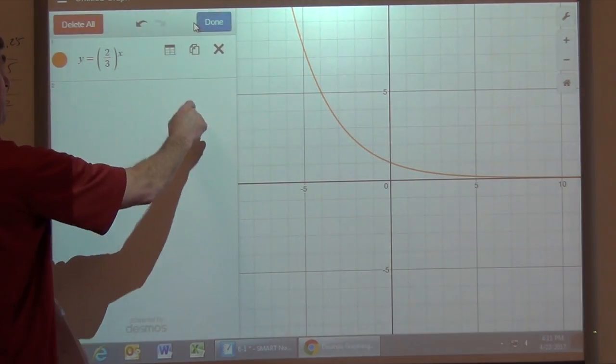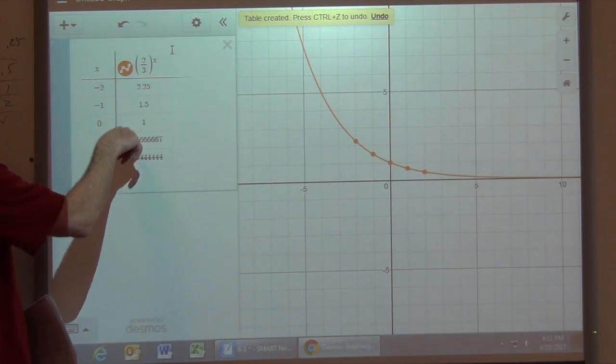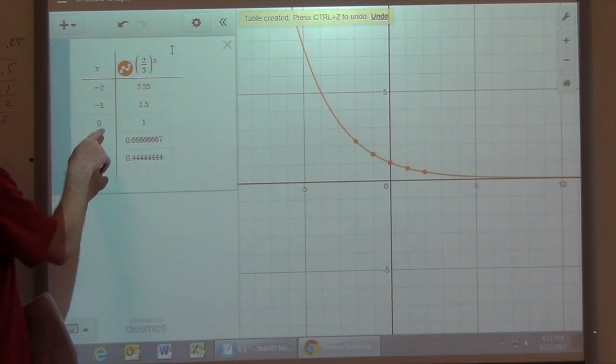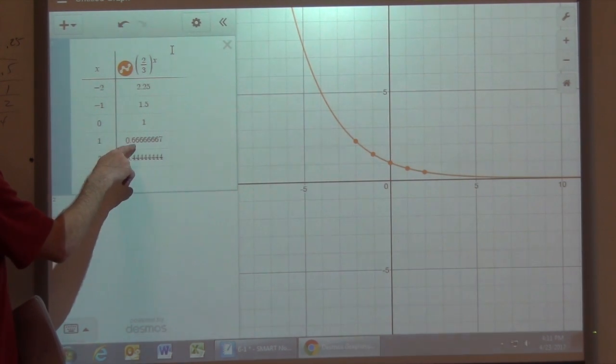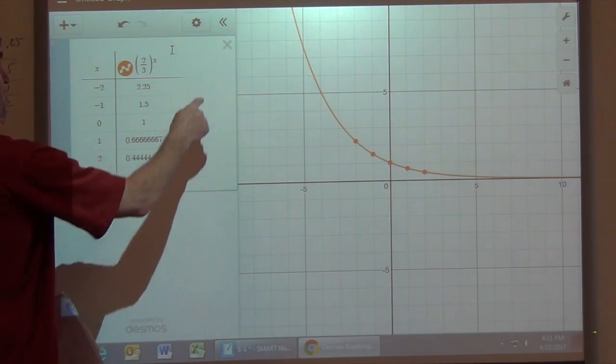So again, we simply go to table. And so for -2, you'd have 2.25. For -1, 1.5. For 0, you get 1. For 1, you get 0.67. And for 2, you would get 0.44. So you should have gotten that.